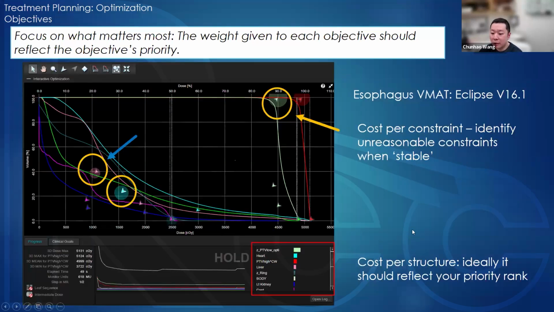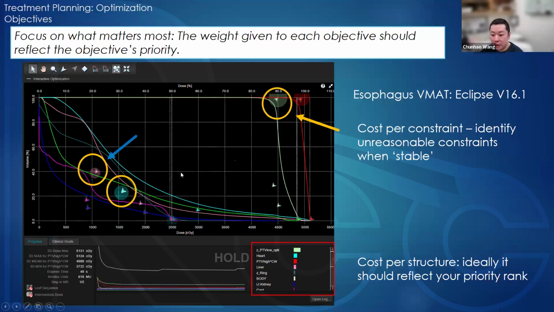In Eclipse, you can see the optimization cost of each structure shown in this red box, and the optimization cost of each specific structure is based on the size of the circle. In this case, we are optimizing an esophagus VMAT case. We can see the cost per constraint to identify unreasonable constraints when we have a stable result, which means the DVH lines are not showing drastic changes. We can also see the cost per structure. The rank of the structures, this cost should ideally reflect the priority of all these OARs in our mind.